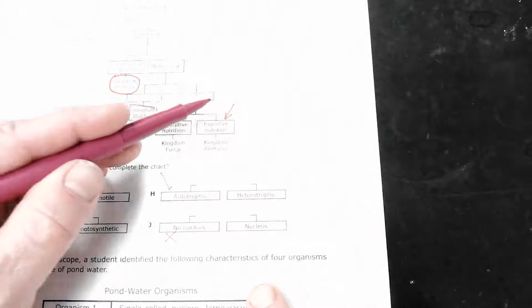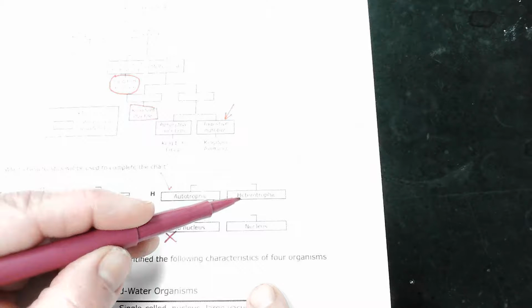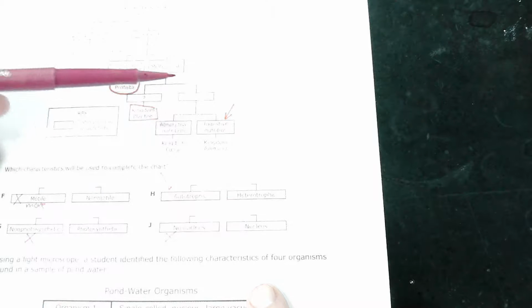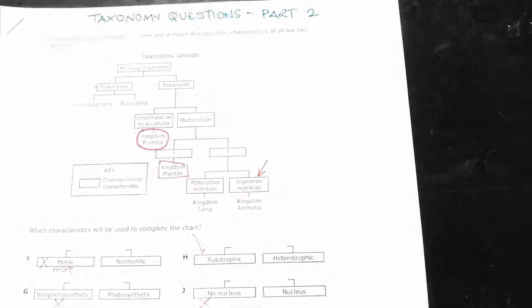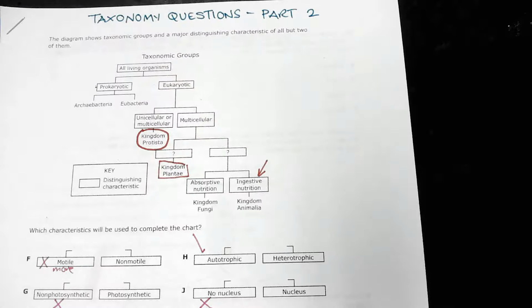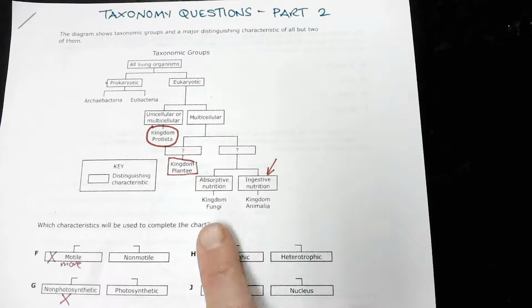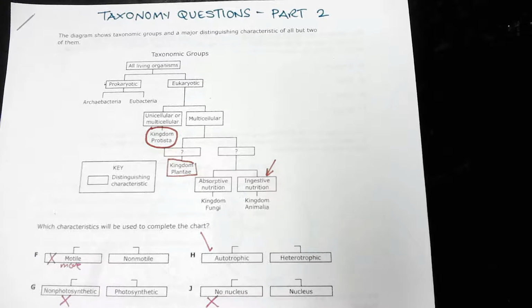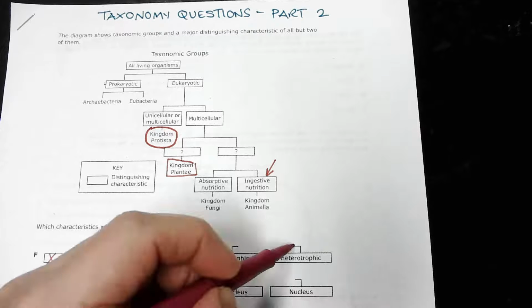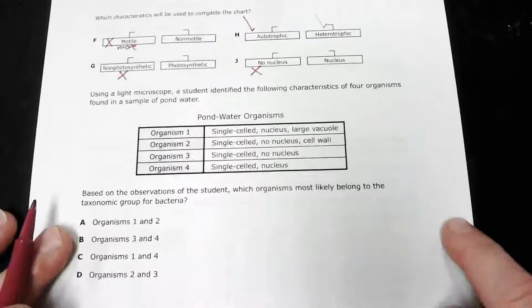And just to confirm that, this one says heterotrophic. Let me refocus a minute. Do fungi and animals make their own food? No, they consume. Yes, they do. So that's why that one's correct as well. So H was the correct answer.